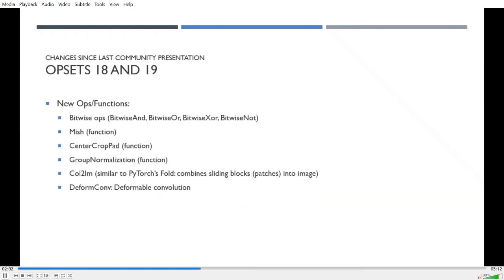Since the last meetup, there have been 2 new opsets, opset 18 and opset 19. These opsets introduce a small number of new ops as shown here. These include the element-wise bit manipulation ops, the Mish activation function, CenterCropPad, GroupNormalization, Col2Im, and deformable convolution.